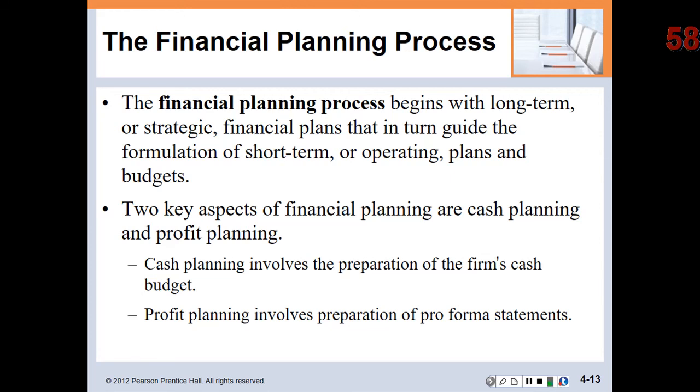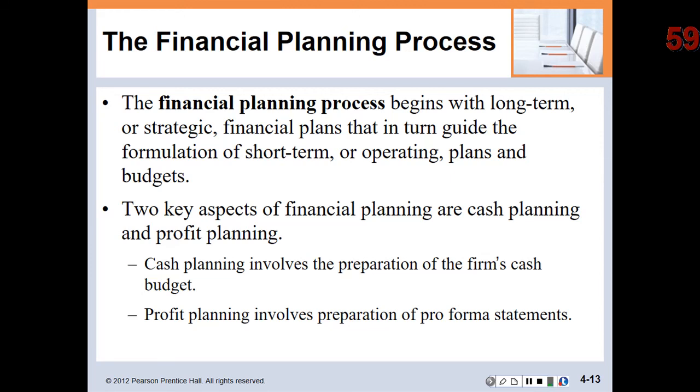The second item is the two key aspects of financial planning are cash planning and profit planning. Cash planning involves the preparation of the firm's cash budget. This is extremely important. You don't want to just start operating hoping you're going to have enough cash to make it throughout the year, because in some businesses, especially seasonal businesses, you might hit some months where you have almost no cash coming in, but you still have bills to pay. So you want to budget that out to make sure you can smooth that out, or you have some way to come up with cash during those lean months.